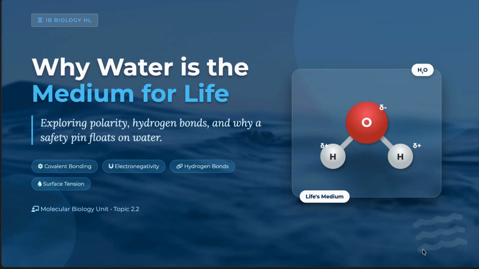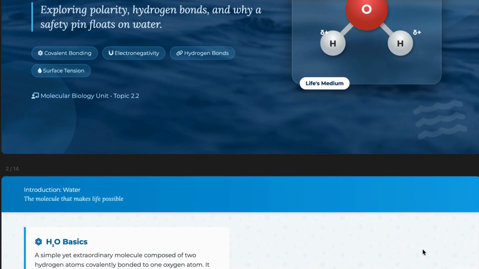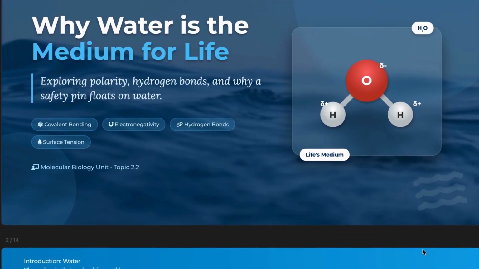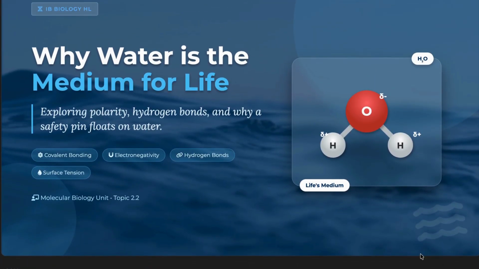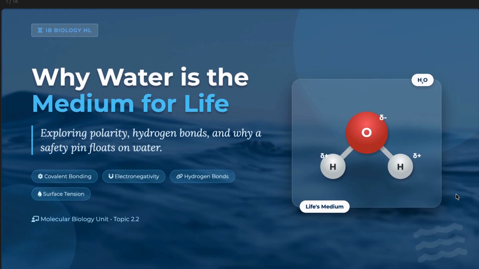Hey everyone, today we are diving into one of the most important molecules in biology, water. Now, water might look simple, just H2O, right? Two hydrogens, one oxygen. But this tiny molecule is the reason life exists on Earth.